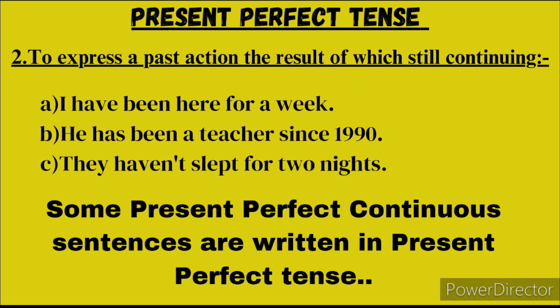Present perfect tense is used to express a past action, the result of which is still continuing. I have been here for a week. He has been a teacher since 1990. They haven't slept for 2 nights. Some present perfect continuous sentences are written in present perfect tense. We know it very well.